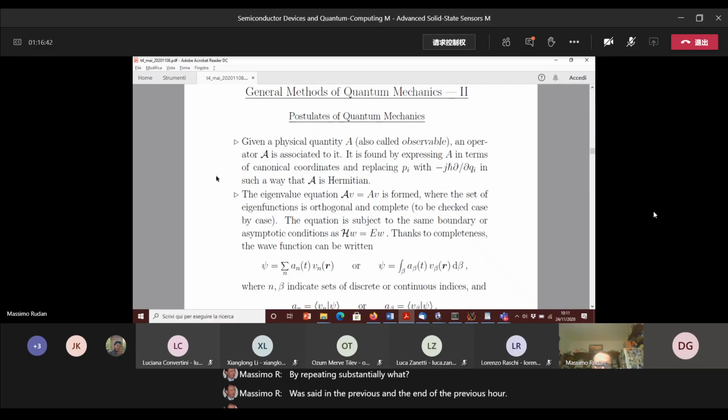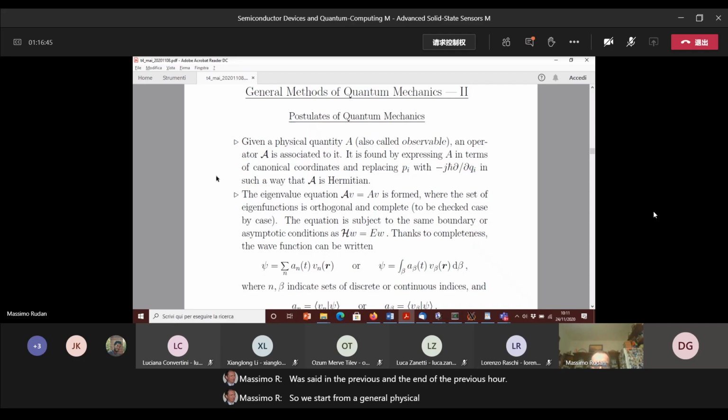So we start from a general physical quantity, A. It could be energy, momentum, angular momentum, position, anything. And we associate an operator to the physical quantity. When we have a physical quantity of classical mechanics to which we have associated an operator of quantum mechanics, we call this an observable. So an observable is a physical quantity to which an operator is associated.